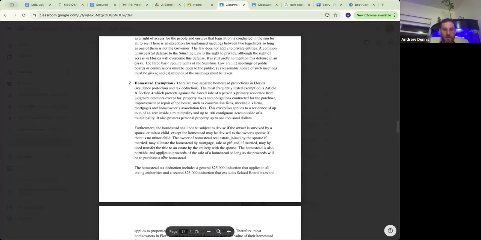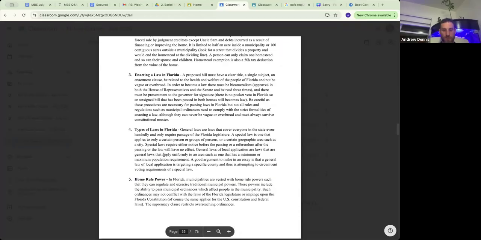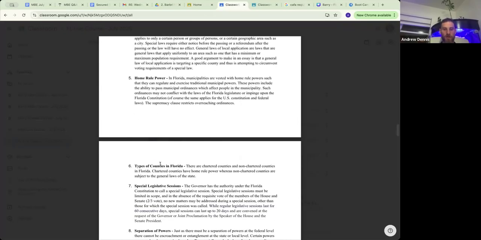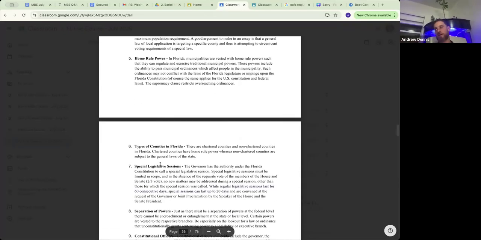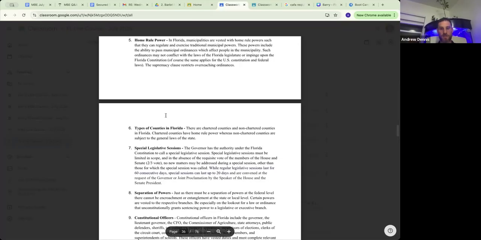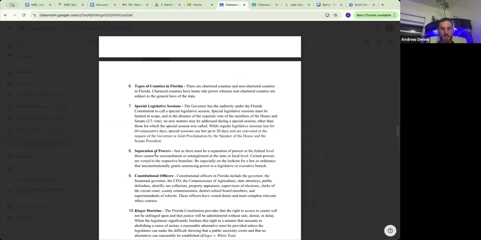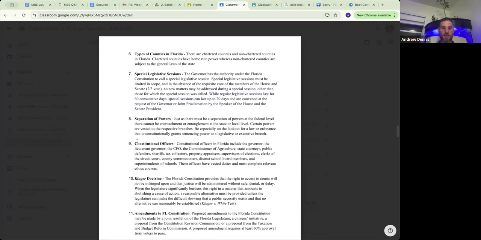And then Florida Sunshine Law, homestead exemption, enacting a law, types of laws, home rule power, chartered counties versus unchartered counties. Chartered counties have home rule power and can enact laws, special legislative sessions. Again, separation of powers. This one came from my year, February 2017. I think I had the hardest essays ever tested, right? Turned me into a monster, right?